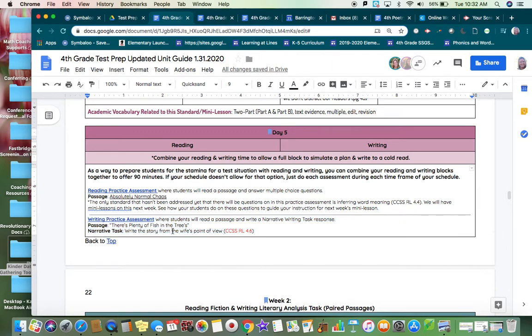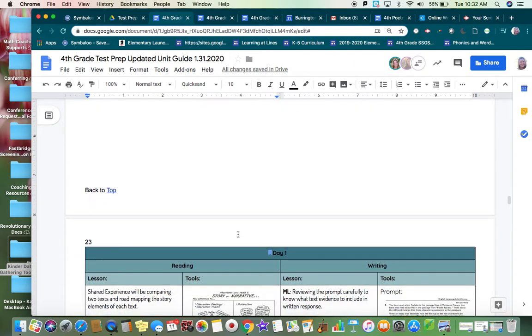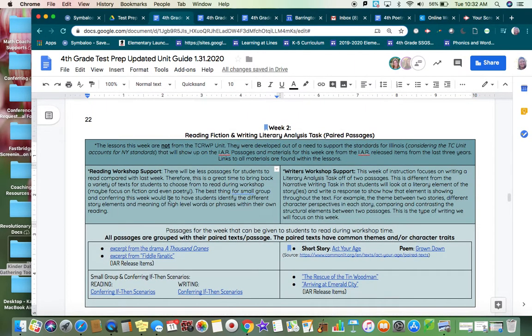This one is all about writing from the other character's point of view. Then it changes to blue because blue is the next genre. Well, not necessarily genre, but a different type of writing. So this is the literary analysis writing. This is where we'll have paired passages and answer a question. Note at the top, before we even get into the lessons, there's a nice chart to talk to you about what this week holds.